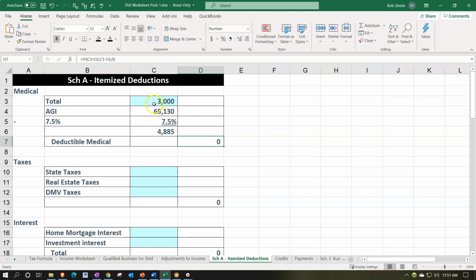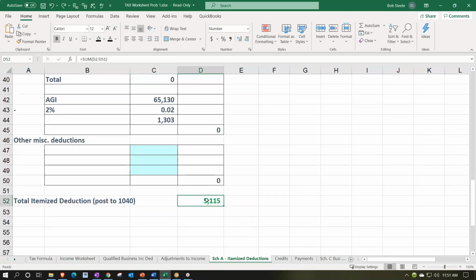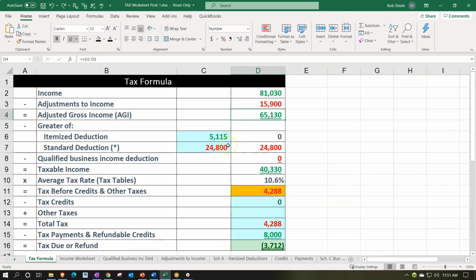Otherwise, put a 0 there, because I don't want it to be negative. Otherwise, it's going to mess up my bottom line. So that's basically it. So now we got that 5,115, and that is not greater than the standard deduction, so if I pull that on over to the first page, then it's not greater than the standard deduction, and therefore we wouldn't be taking it yet at this point in time.